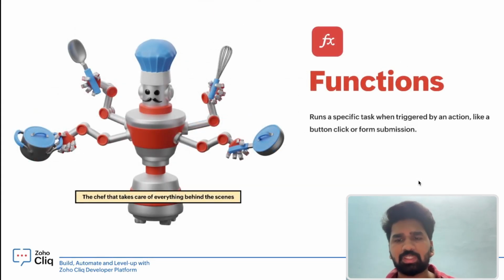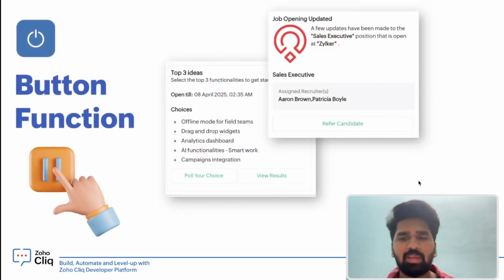So let's talk about functions. Think of functions as a robotic chef in the Click kitchen. You provide the ingredients like form inputs, button clicks, or data from a widget, and the recipe, which is your code logic. The function takes care of the rest, which is processing the inputs, performing the calculations, making decisions, and returning exactly what's needed. Whether it's sending a message, updating a database, or calling an external API, functions are what bring all the components together and make your automation work.